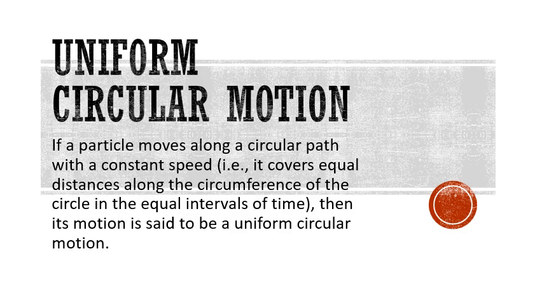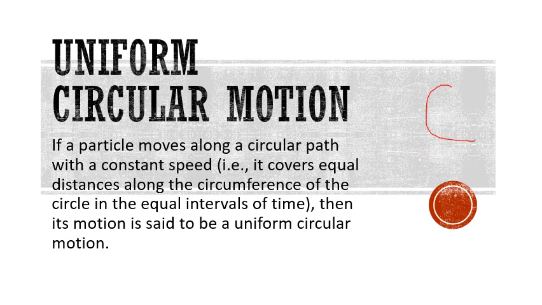Moving on, next we'll discuss circular motion. If a particle moves along a circular path with a constant speed, that is, it covers equal distance along the circumference of the circle in equal intervals of time, then the motion is said to be a uniform circular motion.